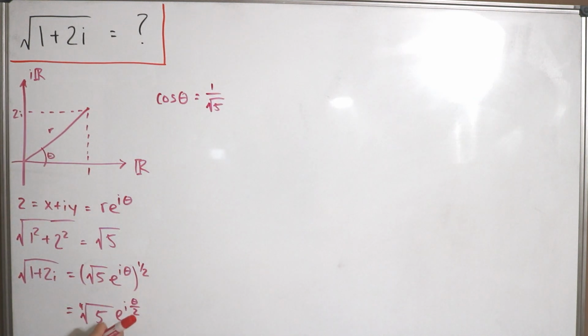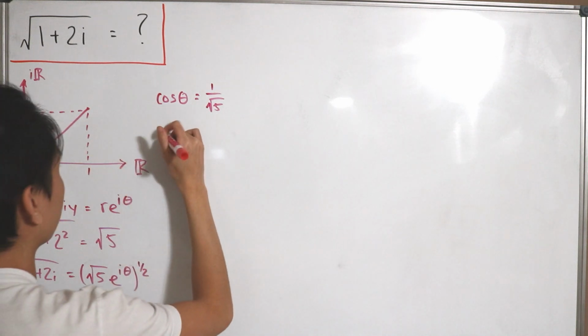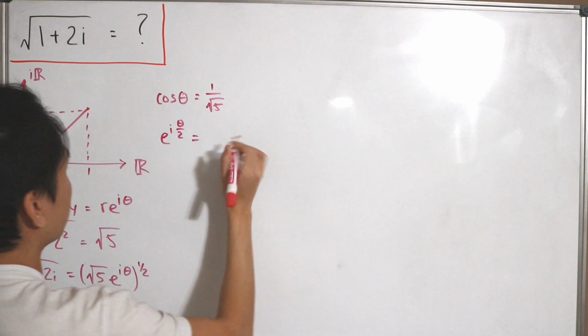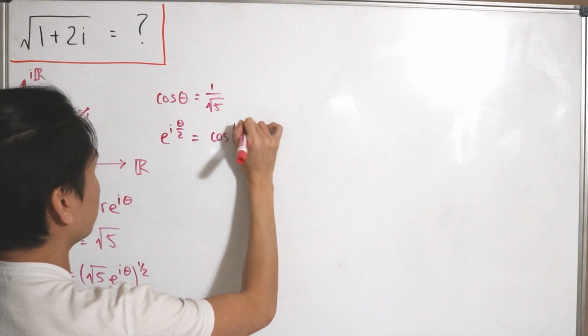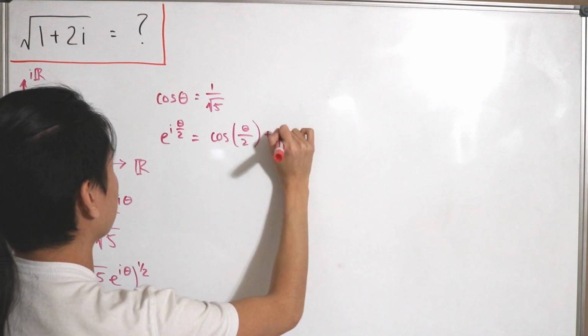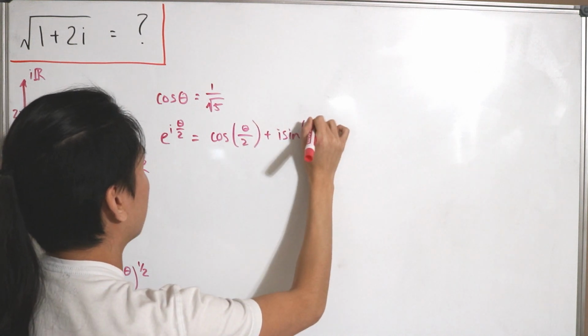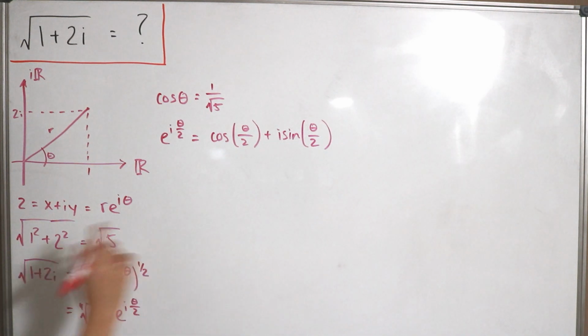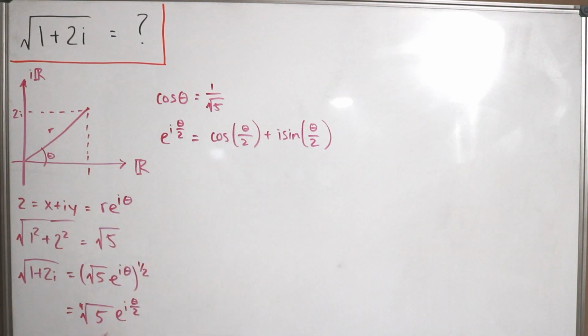Another thing to do is we want to expand our e to the power i theta over 2, so just use Euler's formula. So we know that e to the power i theta over 2 is, in other words, the same thing as cosine of theta over 2, add this with i times sine of theta over 2. And then before we get to that, let's just actually substitute this back in.